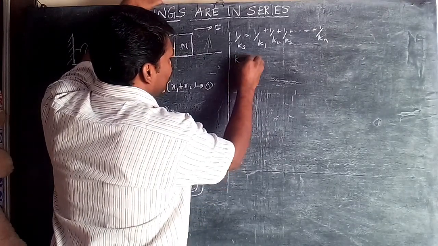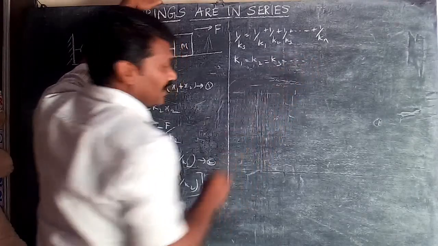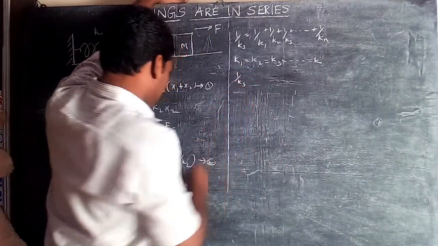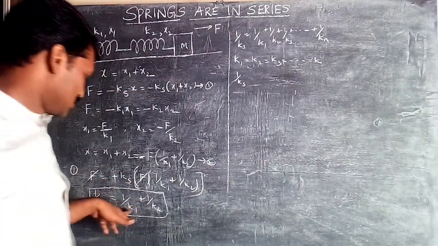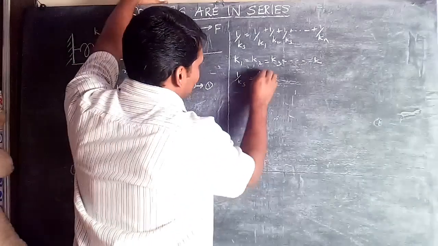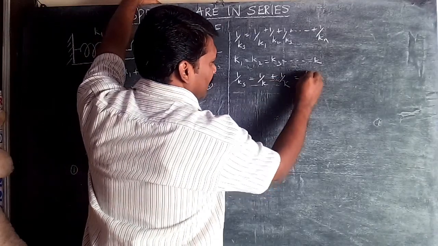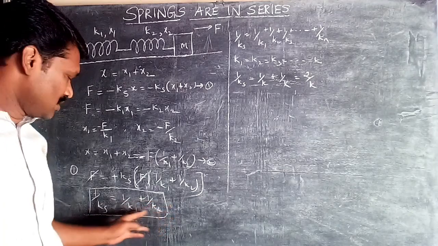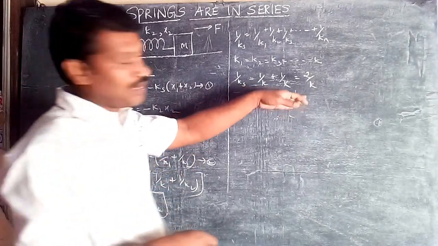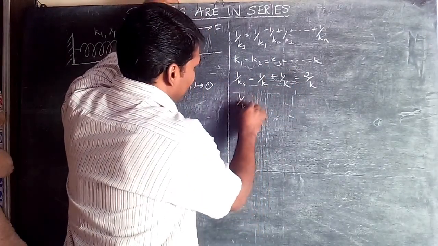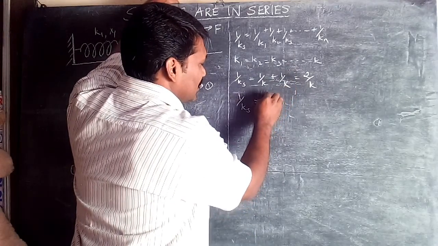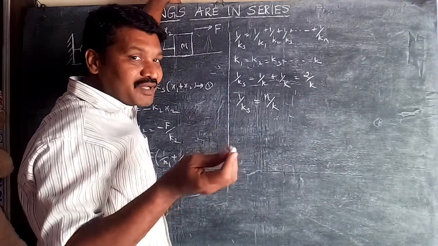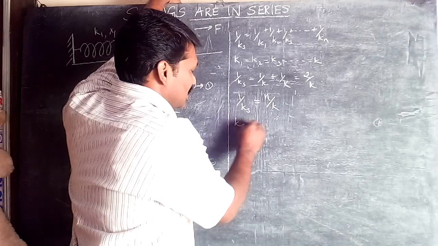Suppose we consider all the spring constants to be equal, having the same value K, as they are of the same material. For two springs, K1 equals K and K2 also equals K, so 1/Ks equals 1/K plus 1/K, which is 2/K. For three springs, 1/K plus 1/K plus 1/K is 3/K; for four springs 4/K, for five springs 5/K. So finally, for n springs, 1/Ks is equal to n/K.